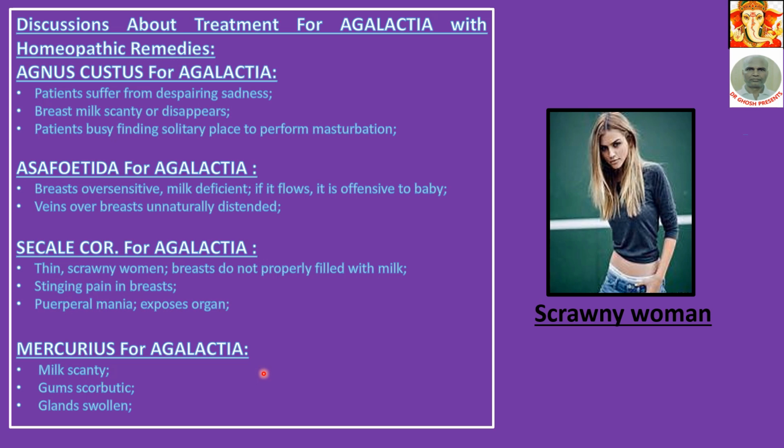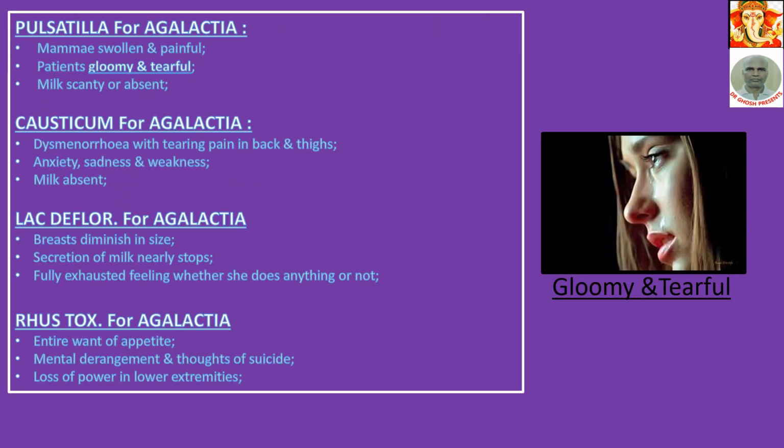Mercurius for Agalactia. Milk scanty. Comes scorbutic. Glands swollen. Pulsatilla for Agalactia. Mammae swollen and painful. Patients gloomy and tearful. Look at the picture on the right hand side. Milk scanty or absent.